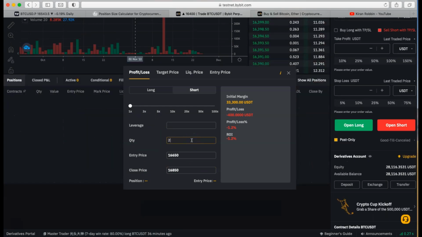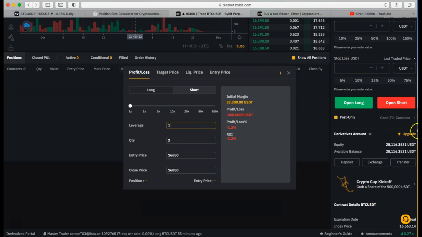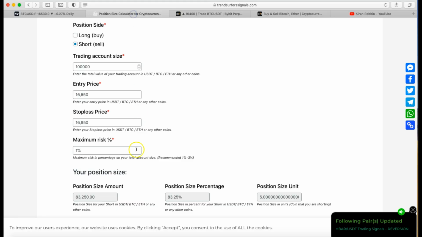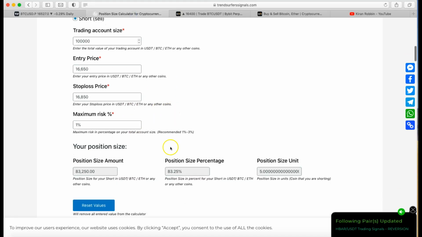Say quantity here is 2. As you can see, if I did this trade with the leverage of 1, my actual loss will be minus 400. So in the case of this demo paper account, I have $28,116. So what I generally like to only risk is 1% of my portfolio per trade. And even this risk management calculator, they actually recommend at the most 1 to 3% per trade.